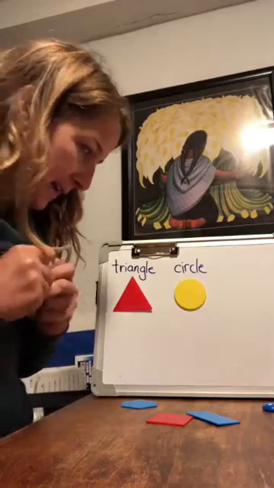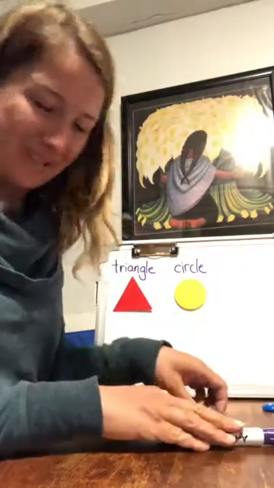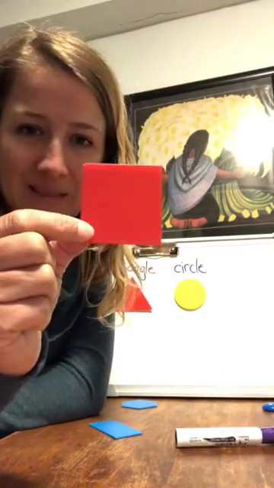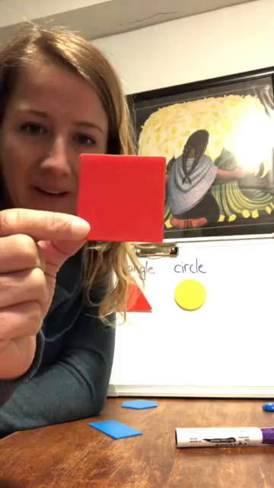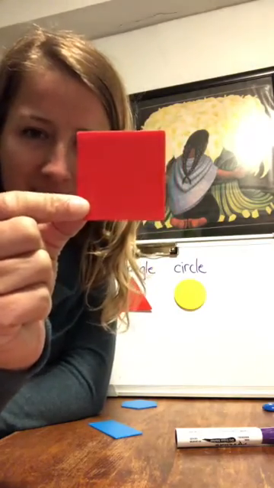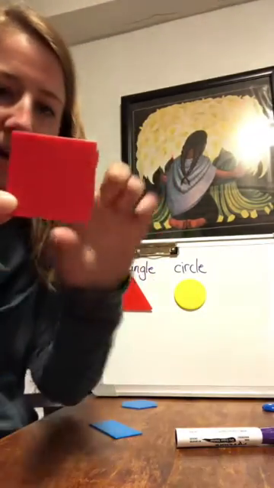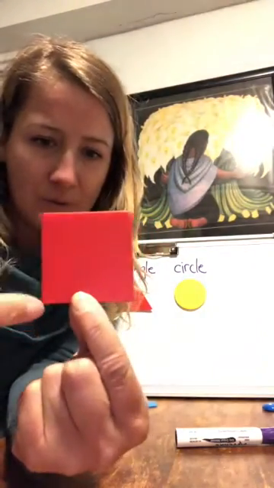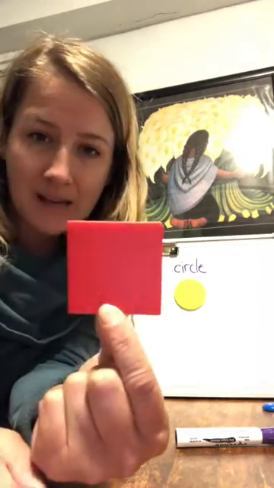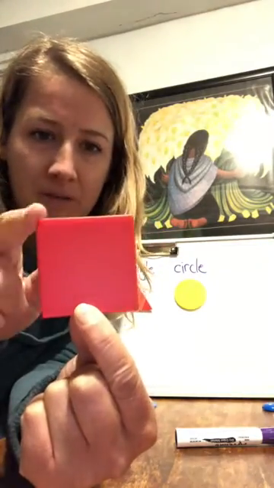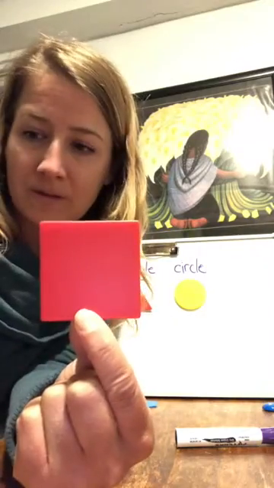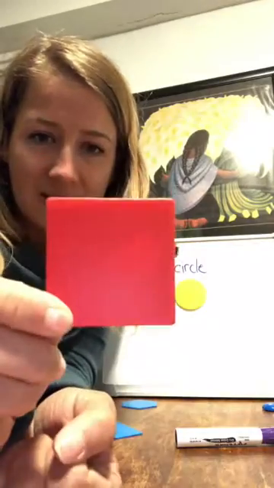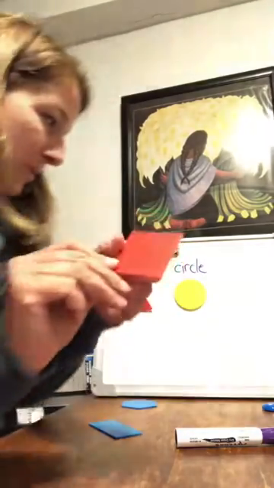Okay, our next shape is this one. This one is called a square. All right, we see lots of squares in our environment. And what do you notice about the square? Let's see how many sides it has. Squares have 1, 2, 3, 4 sides, and 1, 2, 3, 4 corners. So triangle had 3 sides and 3 corners. Square has 4 sides and 4 corners.